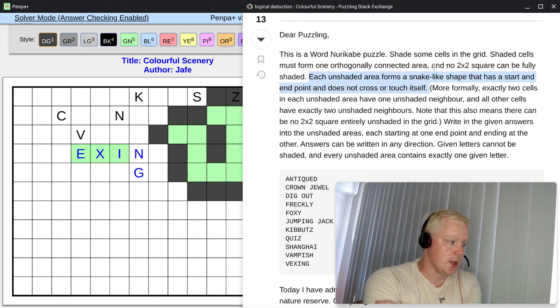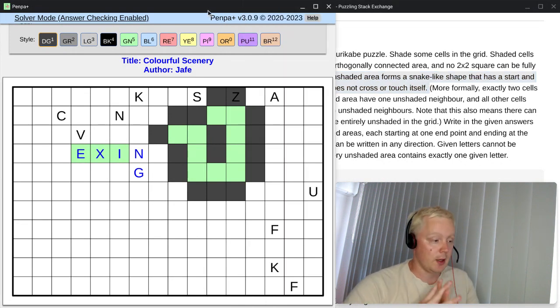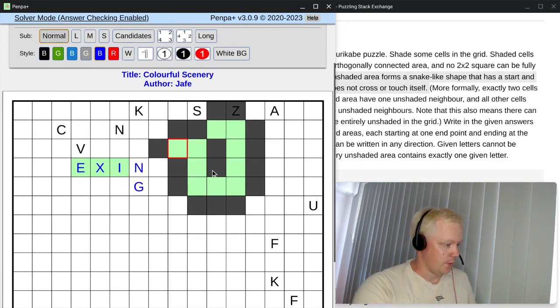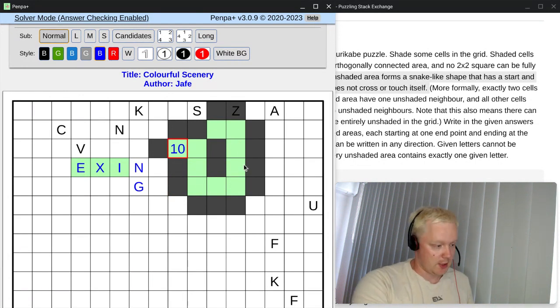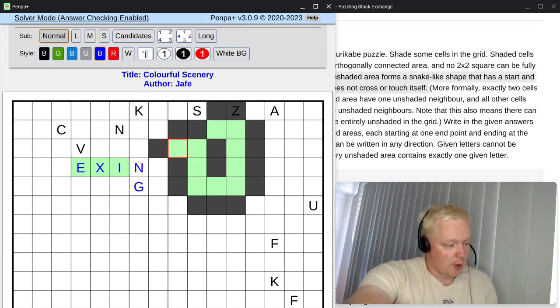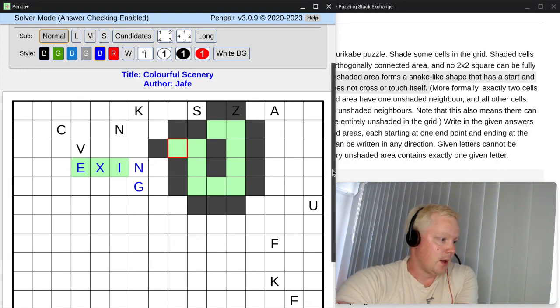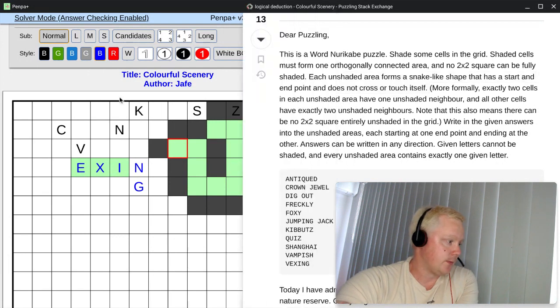But then the shaded cells. As with regular Nurikabe, and we did have a regular Nurikabe in a previous episode, I forget what that number was, but a regular Nurikabe had those numbers. So this would be the number 10, and that just means that we had a region of size 10 here. But here we don't have those numbers. We have letters here in the grid, but the shading rules are similar to regular Nurikabe.